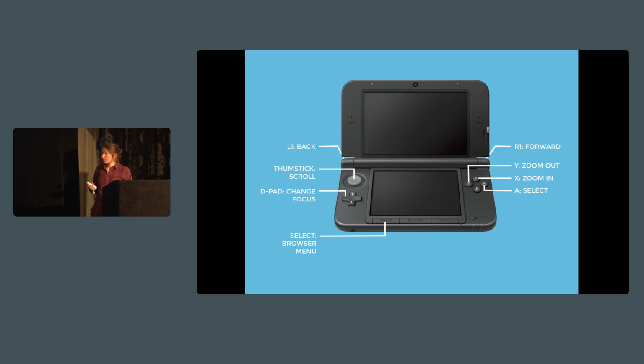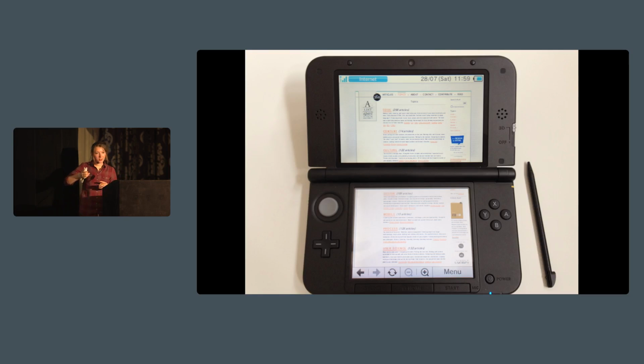You can use the bumpers at the back to go backwards and forwards in the browser history, and the D-pad changes the focus between elements on the page. And, of course, you can use the resistive touchscreen at the bottom. There are zoom icons on the touchscreen, and the X and Y buttons also zoom in and out. So when you zoom in on text, the text automatically wraps to fill the screen, so you don't have to scroll horizontally to read long lines of text. I think it's a really nice feature. On the XL version, gaps appear either side of the site, like you can see here, because of the difference between the 2 screen sizes.